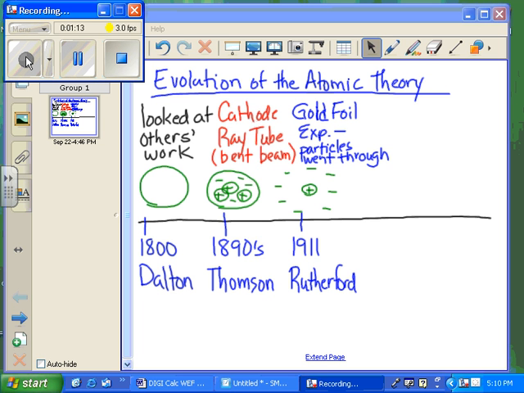About 10 or 15 years later, Rutherford did his famous gold foil experiment. That's where he shot alpha particles through a really thin foil of gold, and what he found out, to his surprise, is that most of the particles went straight through. That proved to him that most of the atom was made up of space. So it proved that there was a positive center and negative electrons on the outside.